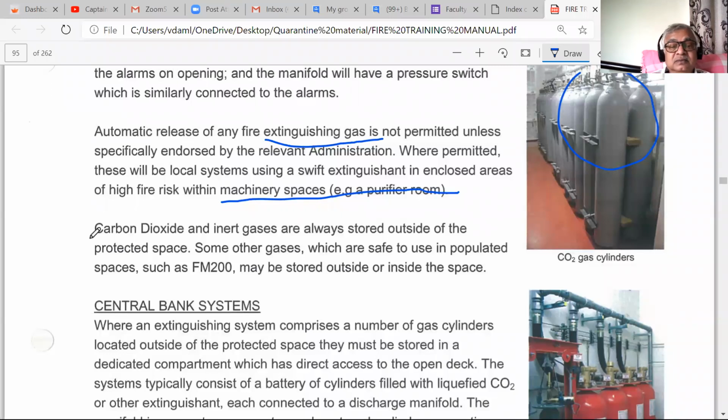Now, these other gases, just if you remember, it's fine, these are very specialized gases. In this case, there may be a special permission which says you can keep it inside. In earlier days, some of the very specialist dangerous cargoes used to carry specialist gases for extinguishing that part. Today, you're unlikely to come across this sort of experience.